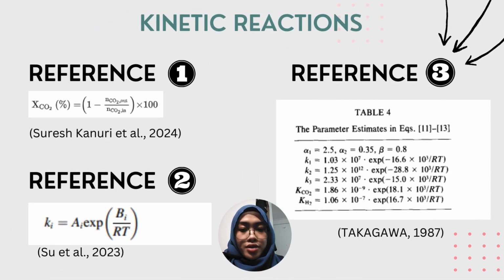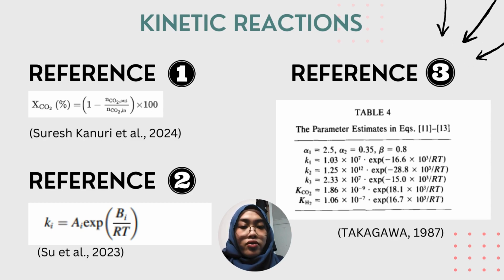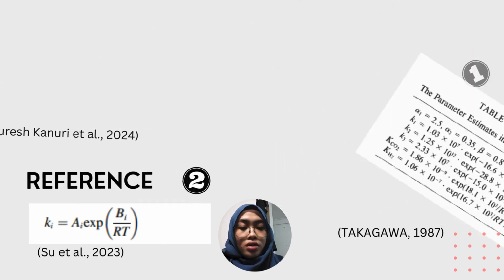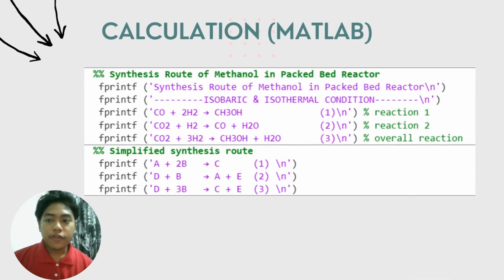Next are the kinetic reactions. From 3 references, we get our formulas that will be used in our calculations. Reference 1 is the calculation for conversion, reference 2 is the calculation to get the rate constant K, and lastly is the reference for parameter estimates for our K1, K2, and K3. This is the journey for our calculation.